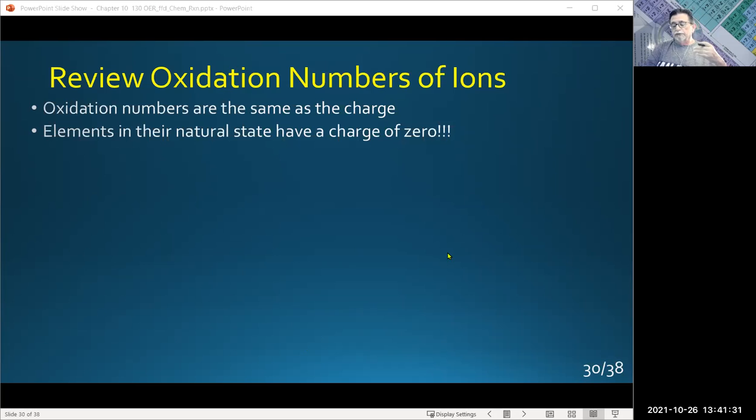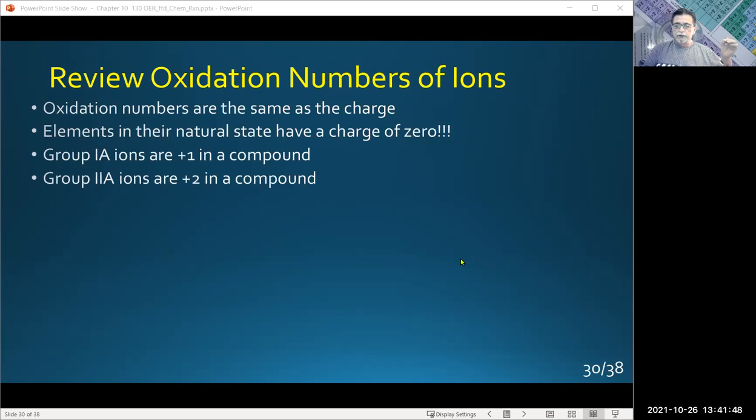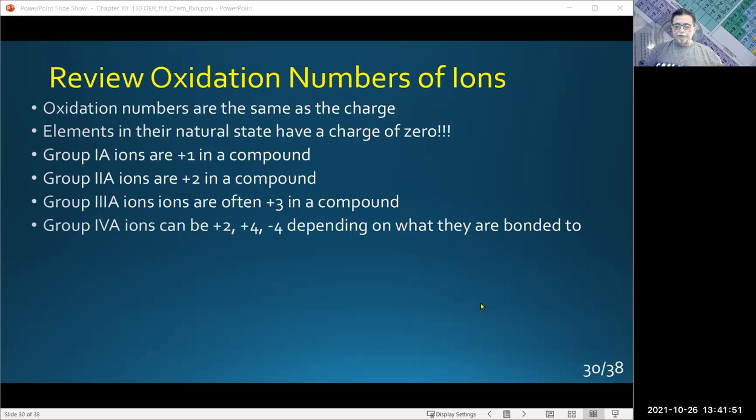The oxidation number of oxide in, say, potassium oxide is -2. The oxidation number of oxygen in carbon dioxide is also -2. So it doesn't change simply because it's covalent versus ionic. We've gone through this. If you haven't picked up on that, go back and make sure you get it. Group 1A, Group 2A, Group 3A have their respective oxidation numbers of positive 1, 2, and 3.